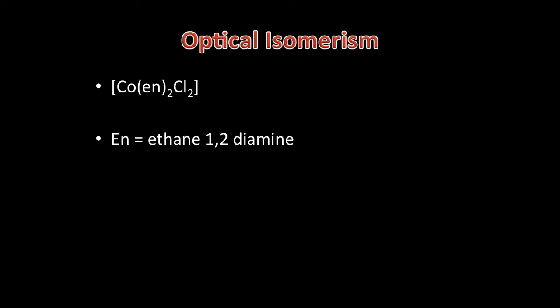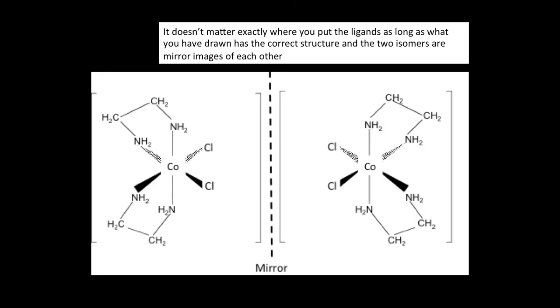Now it's your turn to have a go at drawing the optical isomers for a complex. This complex is [Co(en)2Cl2]. Remember that ethane-1,2-diamine is often shortened to en. Pause the video here, as the next slide will give you the answer. It doesn't matter exactly where you've put the ligand, as long as what you've drawn is the correct structure and the 2 isomers are mirror images of each other.